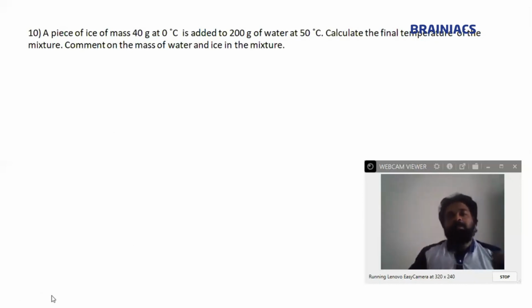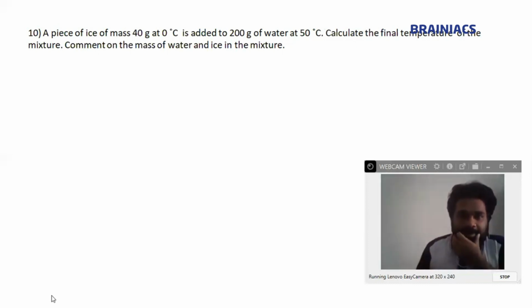Yes. So here this question is, a piece of ice of mass 40 gram at 0 degree Celsius is added to 200 gram of water at 50 degrees Celsius. Calculate the final temperature of the mixture. And comment on the water and ice in the mixture. So here, again, the thing is further complex.